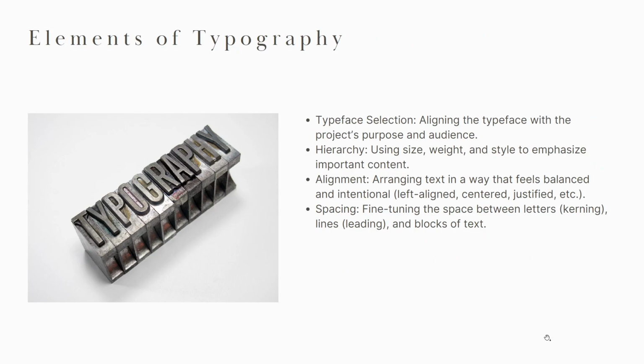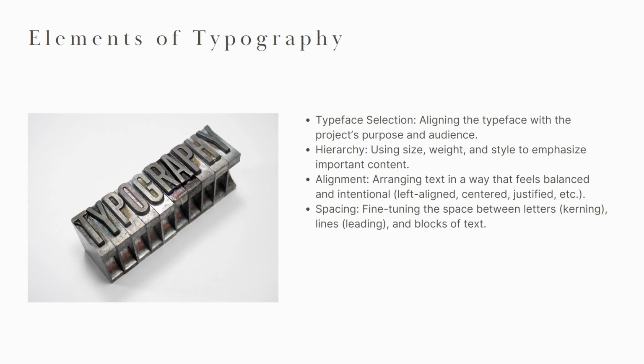What we want to think about with type is the selection itself. So what is its purpose and its audience, and is it going to connect to them? The hierarchy. This is so important because we want to use the size, weight, and style to emphasize what's the most important thing on the page, and then the next, and then the next. It sort of helps us flow through that composition. The alignment. How are we arranging the type so that it feels balanced and intentional? This is our left aligned, center, justified, right aligned, etc.